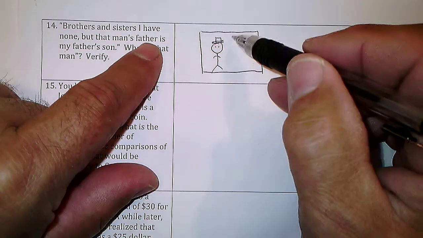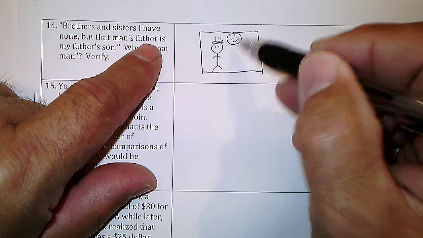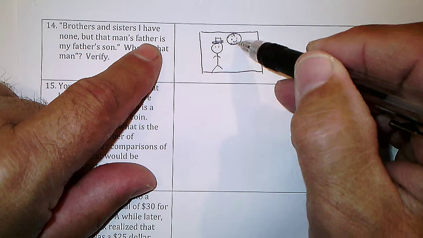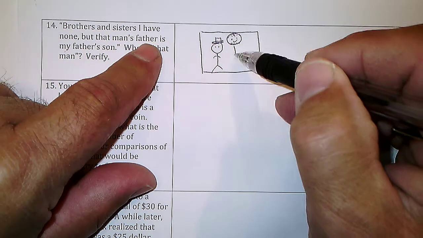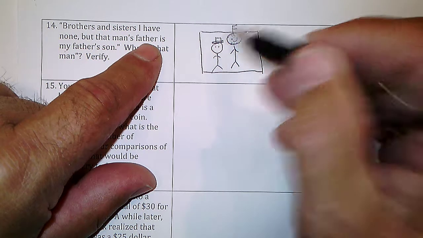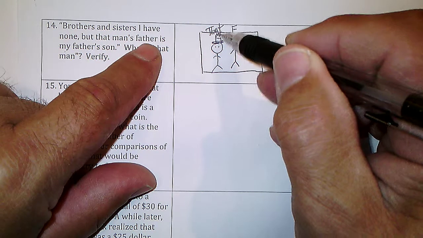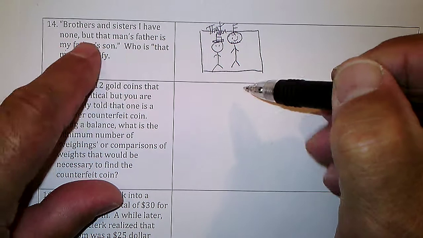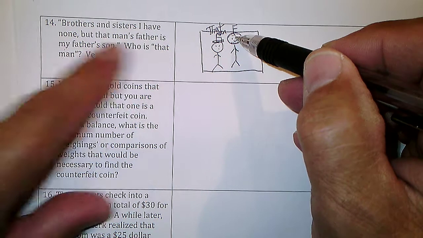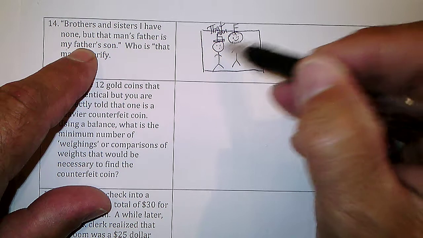Father. So let's put a picture of the father. I'll just make him a little taller here, and I don't know how to make him look like gray hair, maybe a beard like me. And there we go. So there's the father. And this is that man. That man's father is my father's son.